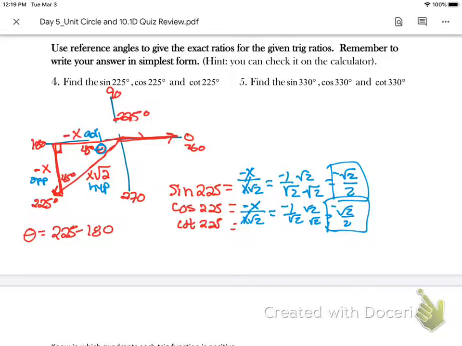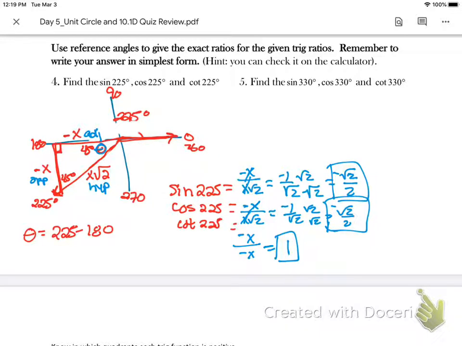Cotangent is the reciprocal of tan, which is opposite over adjacent. So cotan is going to be adjacent over opposite, which order actually doesn't really matter for that. No matter what, we should get 1. Okay? All right. Moving on to the next one.